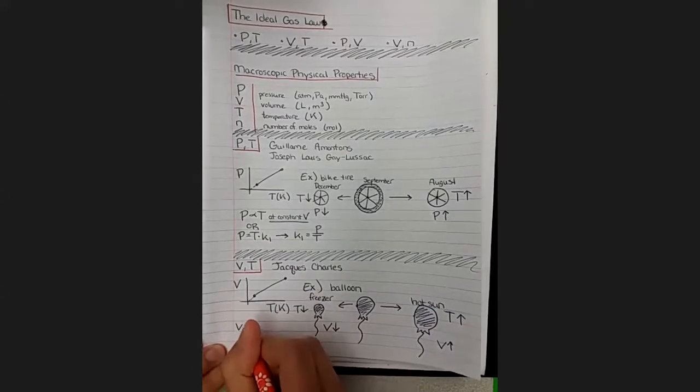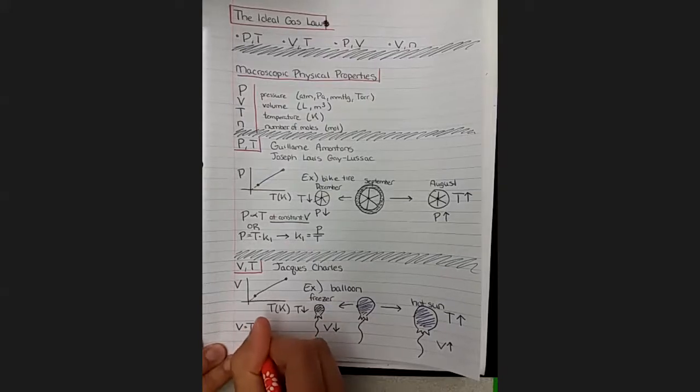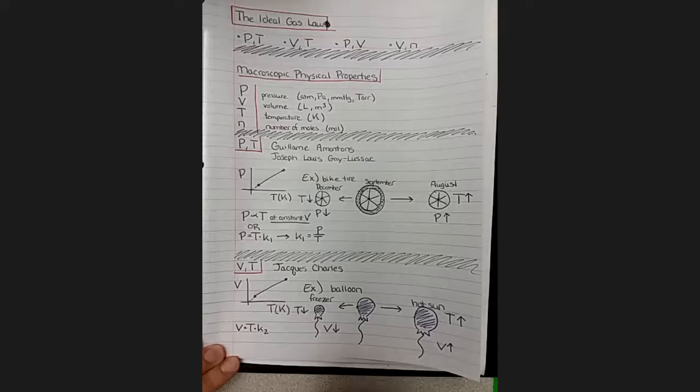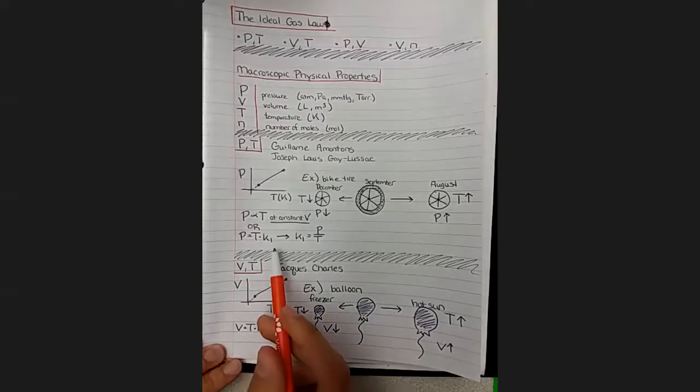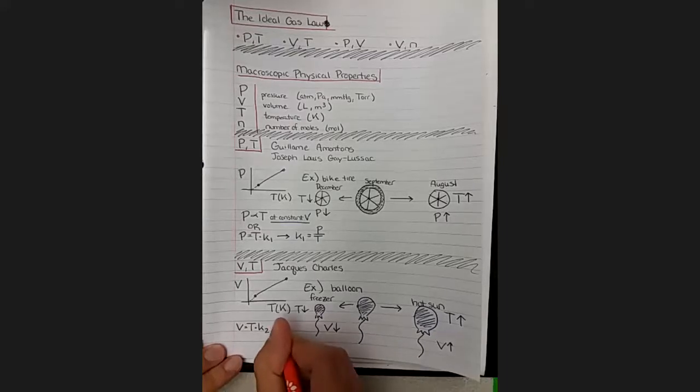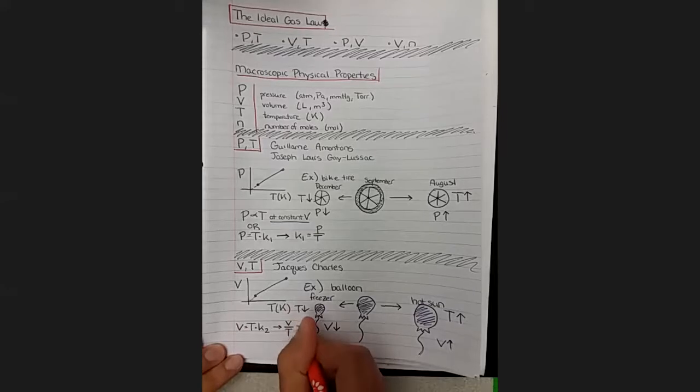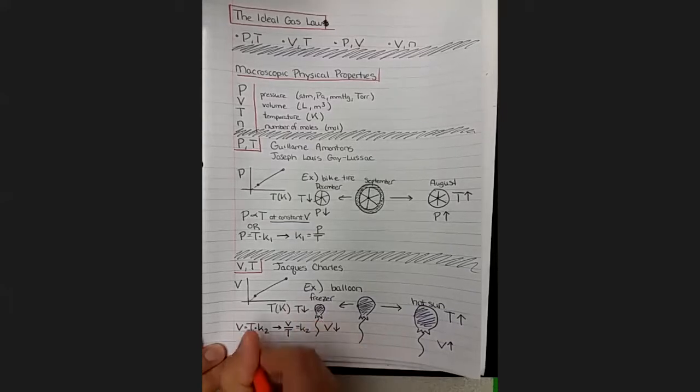So we've got volume is equal to temperature times a constant. I'm just going to call this one K2 so that it doesn't have the same name as the last one, because the constants are different for each. And we can rearrange that to volume over temperature equals K2. And this is all happening at constant pressure.